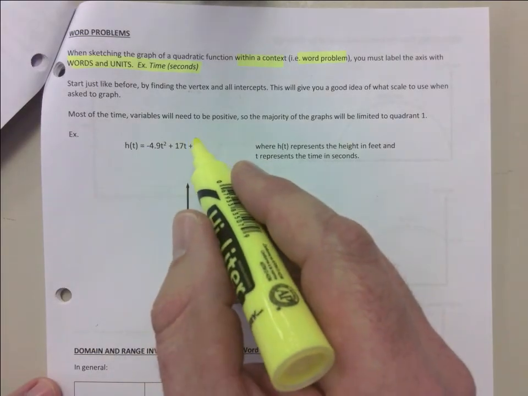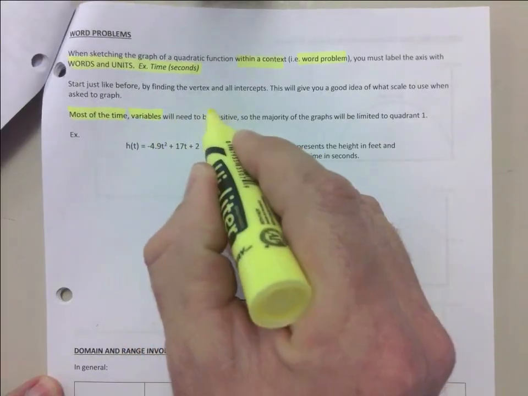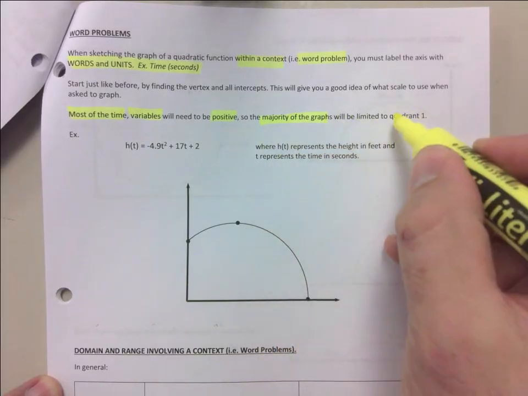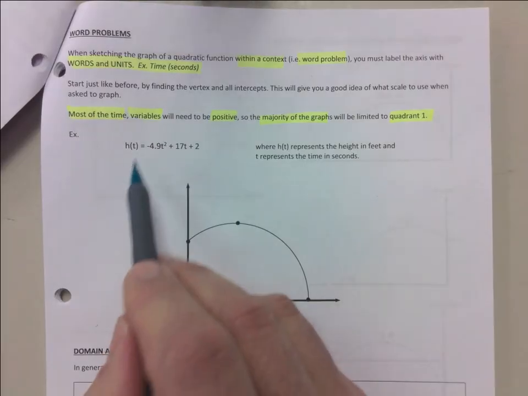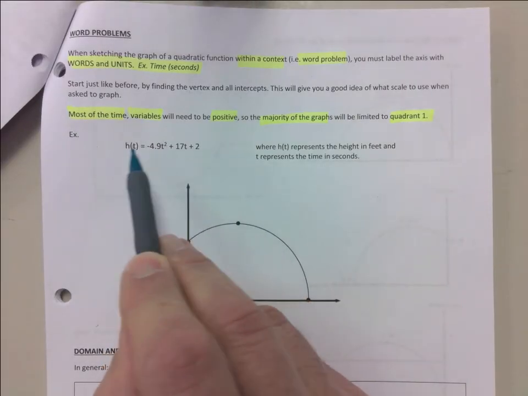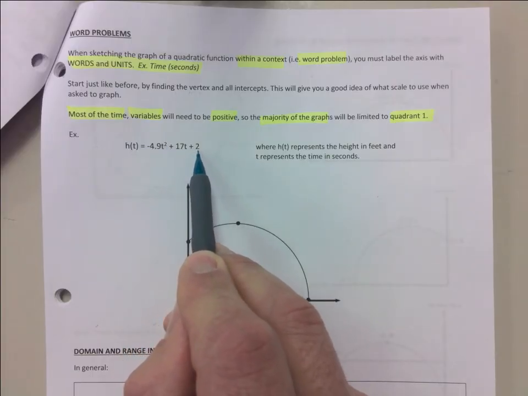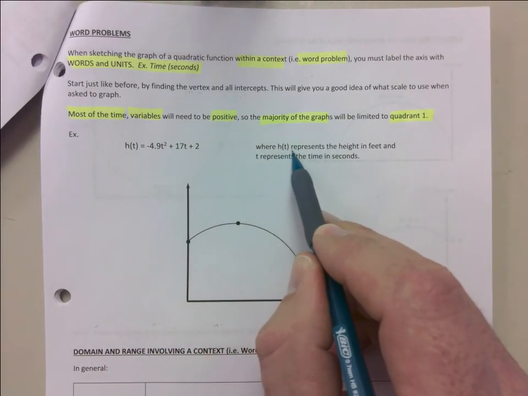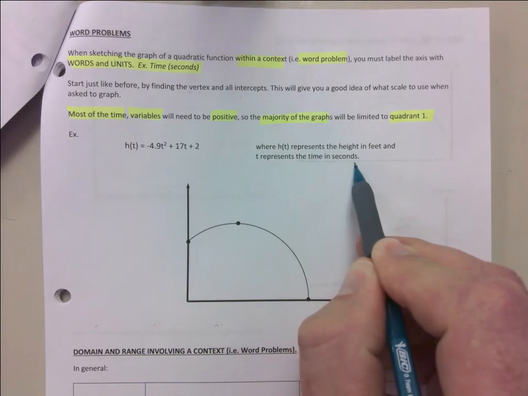Most of the time, variables are positive, which means that the majority of the graphs will be restricted to quadrant 1. Okay? And so here's one example. You're given the equation h of t is equal to negative 4.9 t squared plus 17t plus 2. What does that mean? H of t represents the height in feet, and t represents the time in seconds.